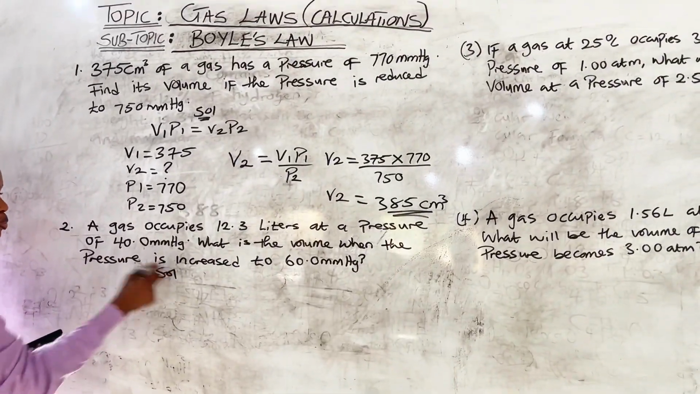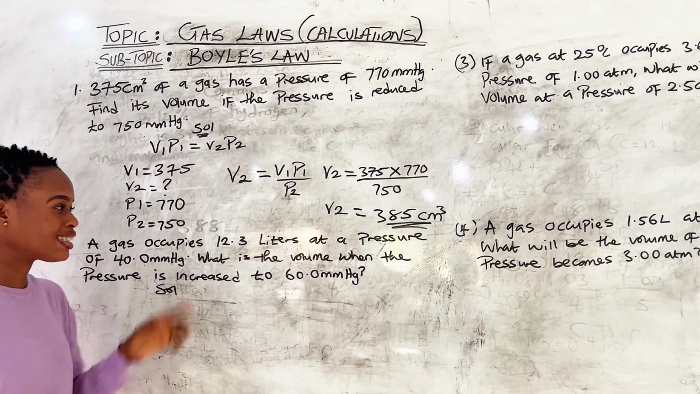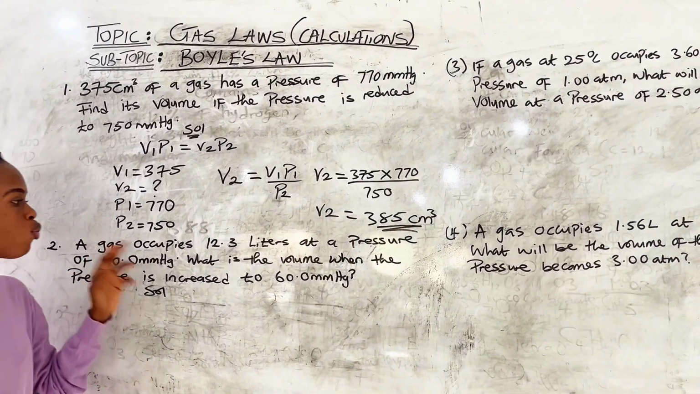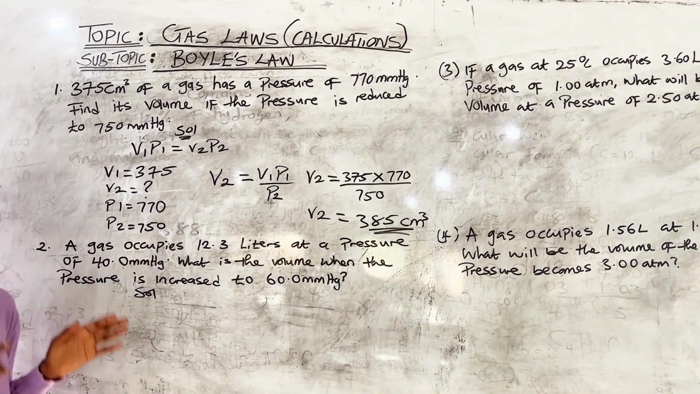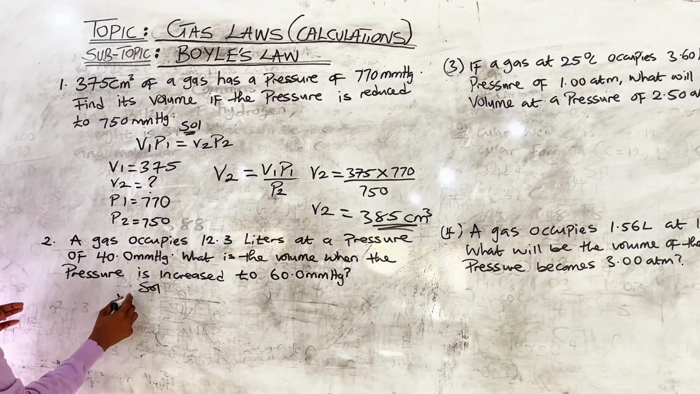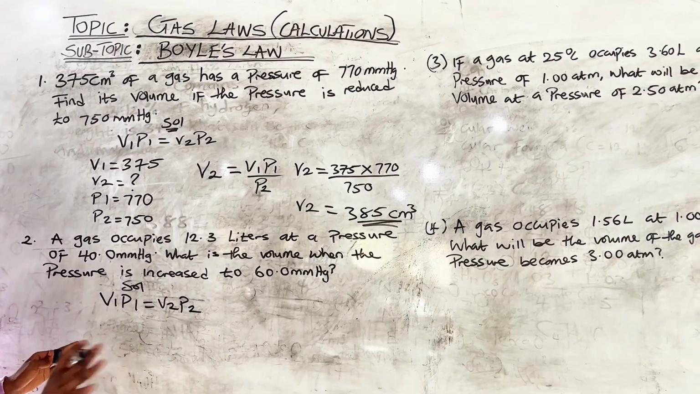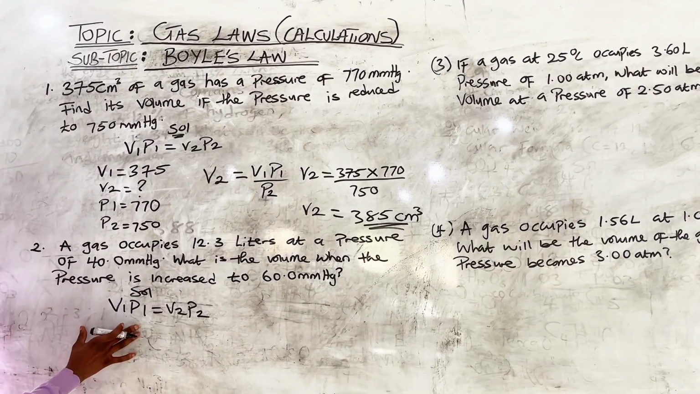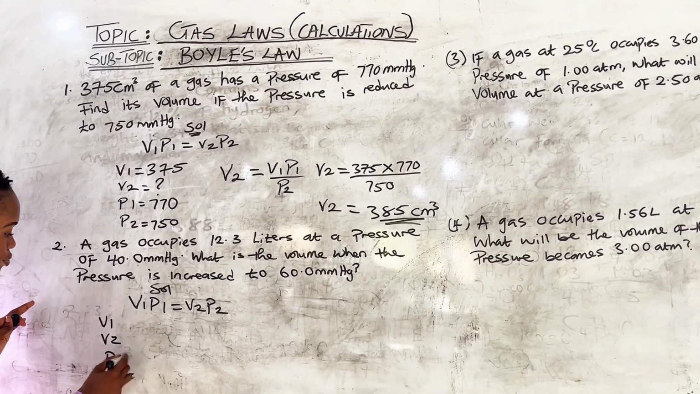So for the second question, we're told a gas occupies 12.3 liters at a pressure of 40.0 millimeter mercury. What is the volume when the pressure is increased to 60.0 millimeter mercury? Okay, so like I said, you write out your formula: V1 P1 equals V2 P2. Then the next step is to write out your parameters: V1, V2, P1, P2.